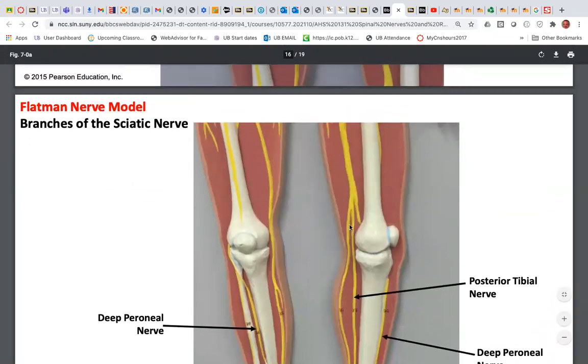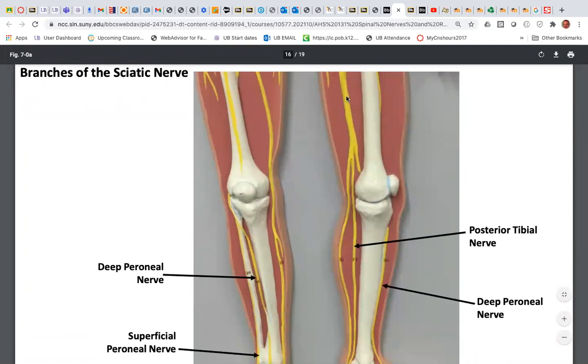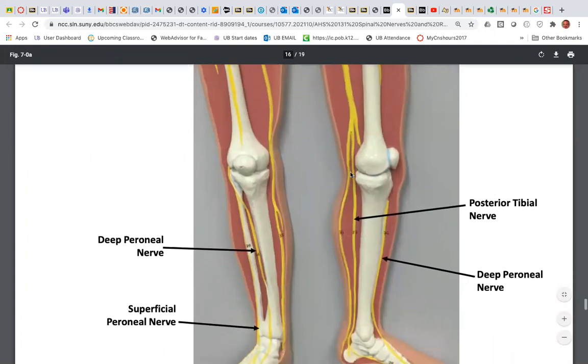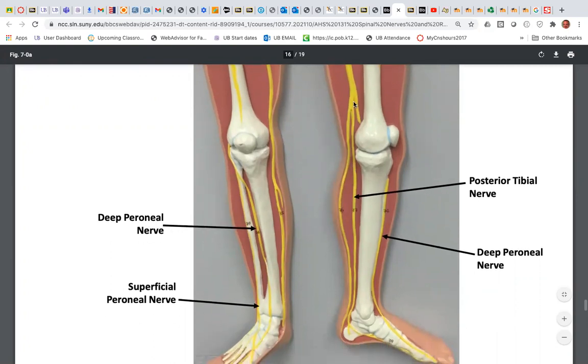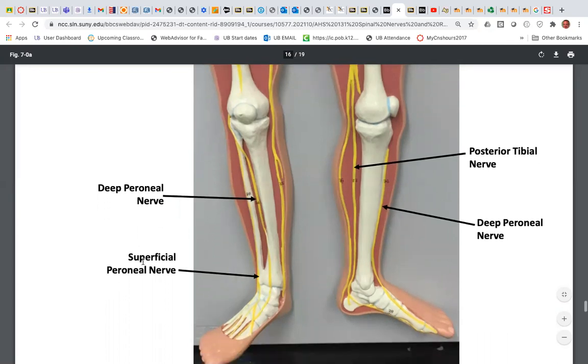So let's look at this view where you can see the sciatic nerve comes down, and right at the popliteal fossa, which is the groove behind the knee, it splits into a common peroneal nerve, which is this, and a tibial nerve. The common peroneal nerve, which is right here, splits into a deep peroneal and a superficial peroneal.